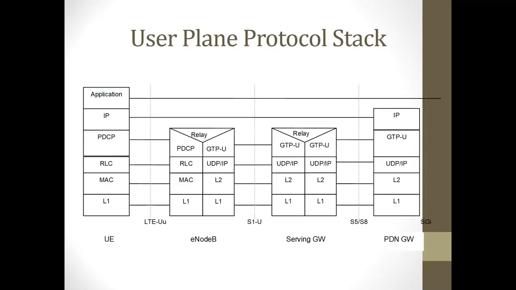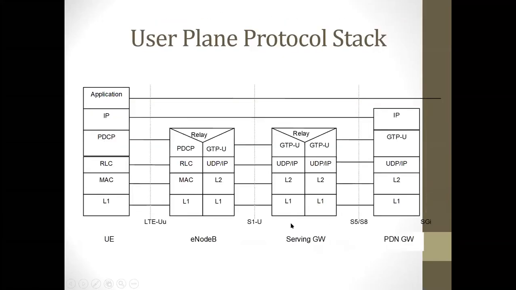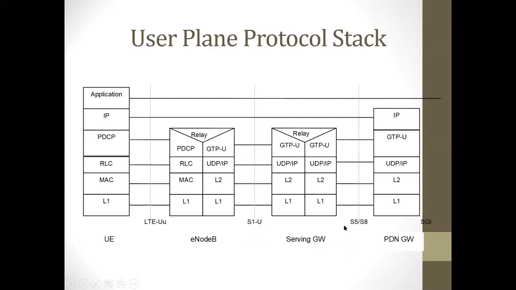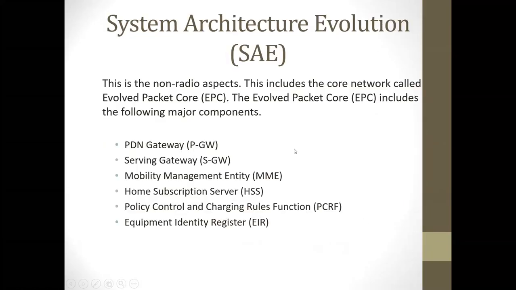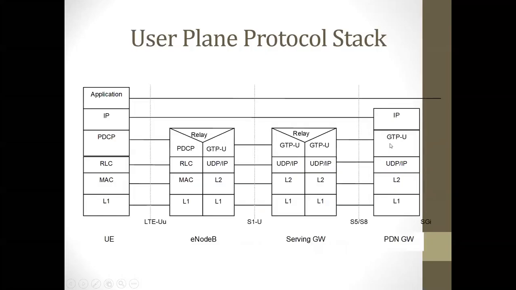You also had a control plane protocol stack and a user plane protocol stack in 2G or 3G, but in terms of components, you have it more organized. The way we can show it in a better way here: in the core network, you have separate components for user plane and control plane. In control plane, behind the E node B, you have the MME. And here you have the serving gateway and PDN gateway.